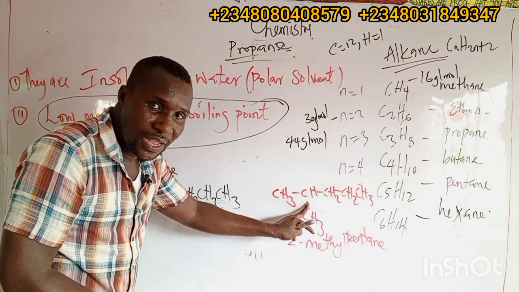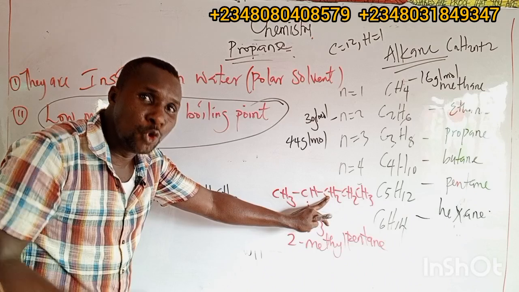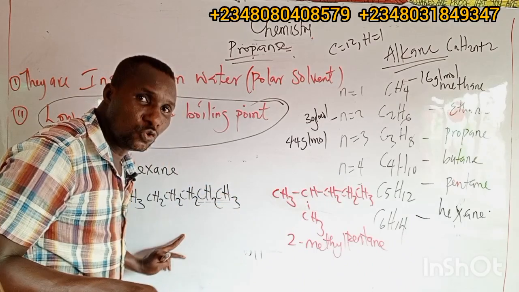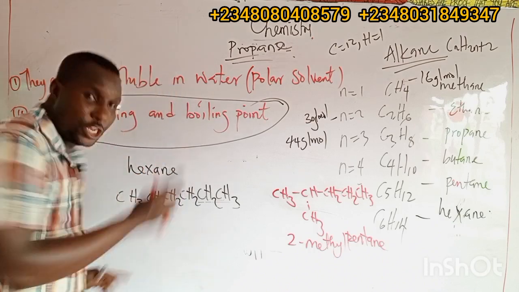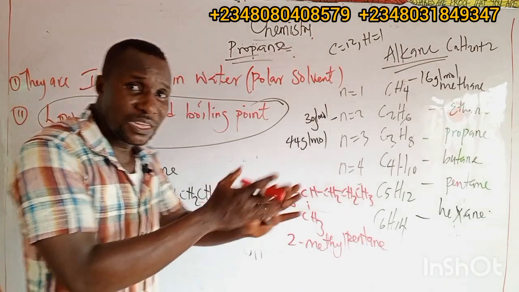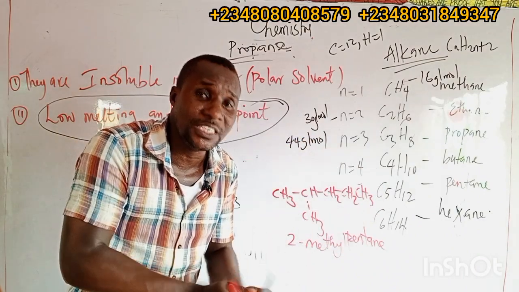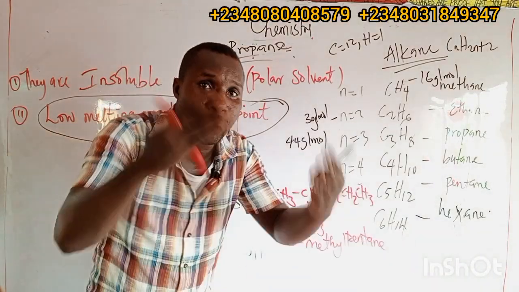They have the same molecular mass, but this one is long chain and this one is branched. Because this one has a branch, the branch will lower its melting point. Between these two, the one with the highest melting and boiling point is the long chain. When you see an aliphatic with a branch, it will have a low melting and boiling point.